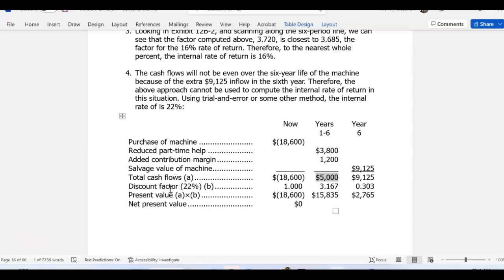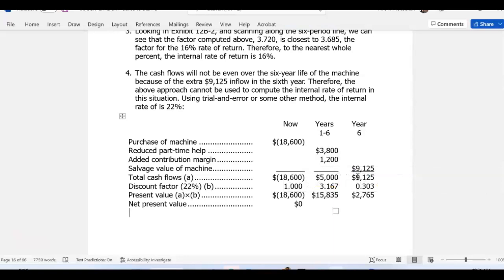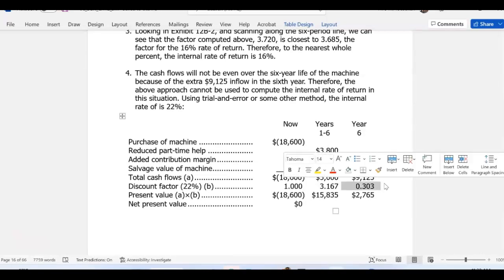And then all of a sudden we use 22%, and then it gives us a net present value of 0. We use this factor from the ordinary annuity table, because it's a series of payments of 5,000 times a factor of 3.167, and that gives us 15,835. And then there's the one-time payment of 9,125 that we receive from the salvage value of that equipment after its 6-year life. That gives us a factor using the $1 one-time table, because it's just one time. So we use that and we get 0.303.